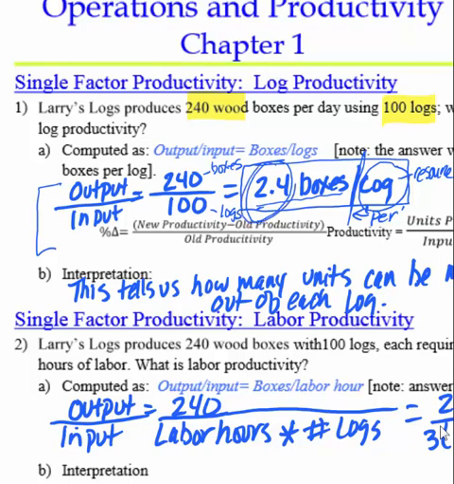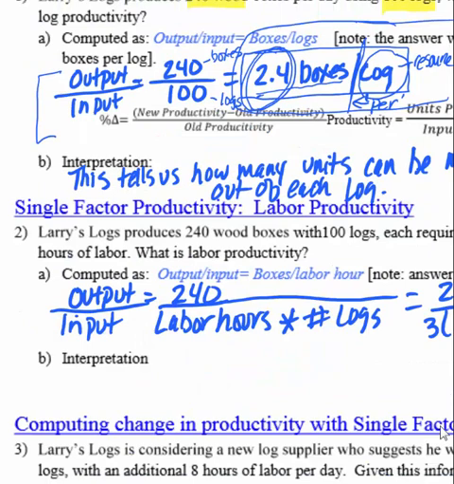I think I said this in class, this number is never difficult to compute, output divided by input. We can all do that on our calculators, but what becomes confusing is the meaning of the number. Can we make 2.4 boxes per log? Does it take 2.4 logs to make one box? You can see how the confusion sets in. So a note in your notes to tell you what this number means is a really good idea.